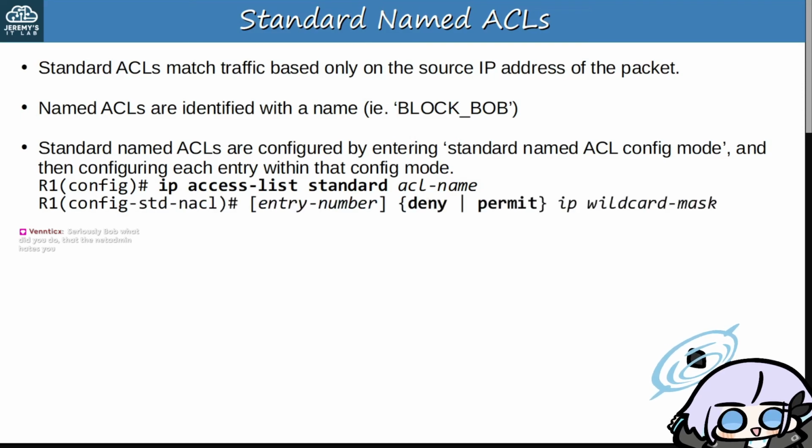Then you enter standard named ACL config mode and configure the deny and permit entries. Before each entry, you can specify an entry number, although you don't have to. If you don't, entries will be numbered 10, then 20, then 30, etc., just like in the standard numbered ACLs we configured. Each entry's number will be 10 more than the previous one. But with this function, you can manually specify the entry number to control the order of the entries.